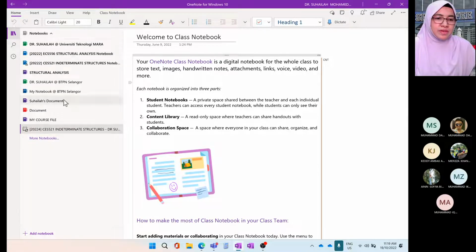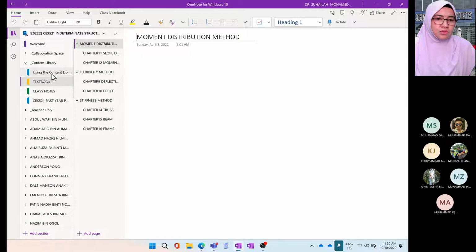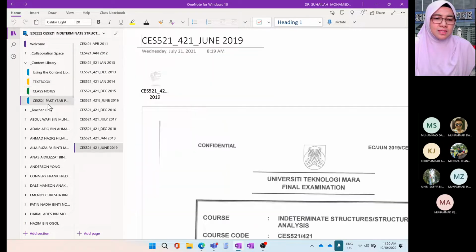Basically nota semua saya akan put in content library, but this is a new one, so I don't put anything yet. Kalau tengok pada previous one kat sini, akan ada textbook, class note, slide, past exam paper. So all I will put into content library. Kalau you install OneNote in your phone, you can access everything inside the content library at any time.